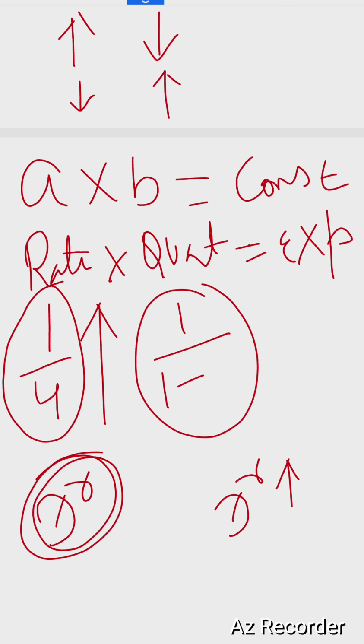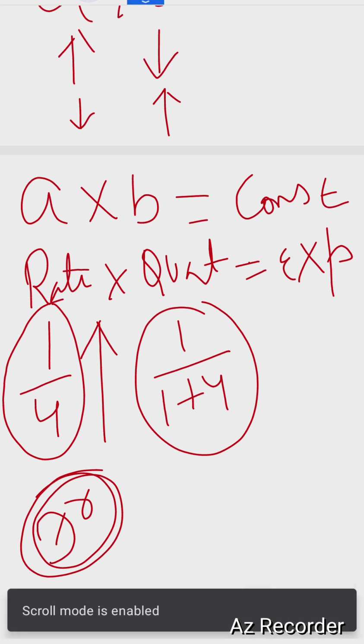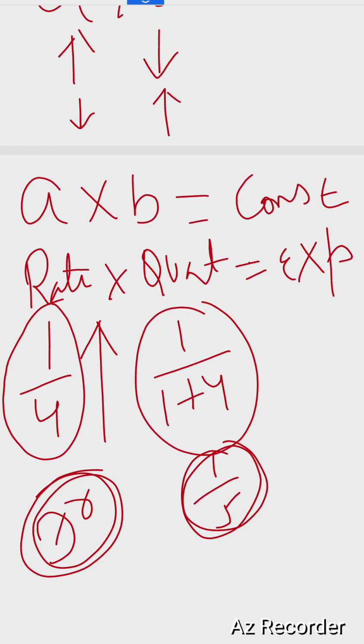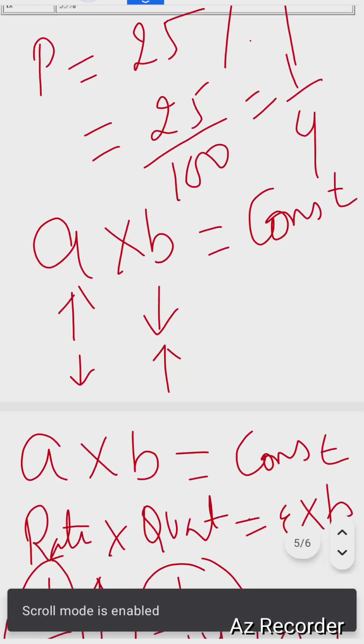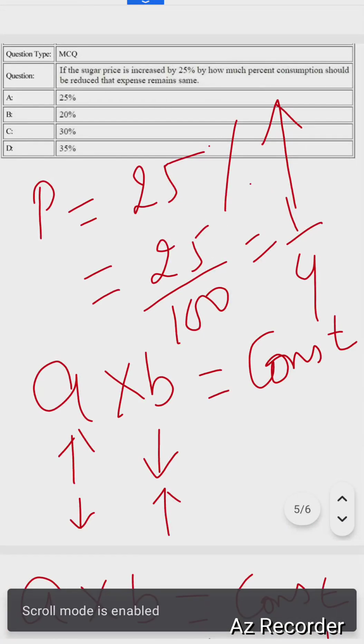So I have to do 1 upon 1 plus 4. We have to add numerator and denominator. So it will be 1 over 5, right? So 1 over 5 means how much percentage? Now convert it again into percentage. So that is equal to 20%. To convert this into the percentage, just multiply by 100. I hope you know this very well. So its answer should be 20%. So its answer should be B, right?